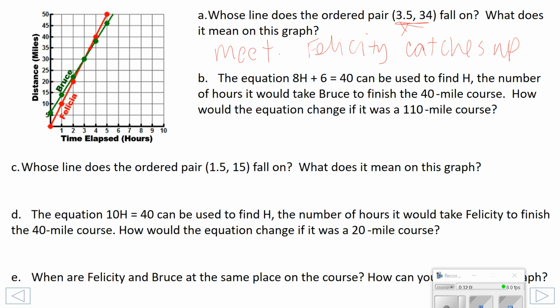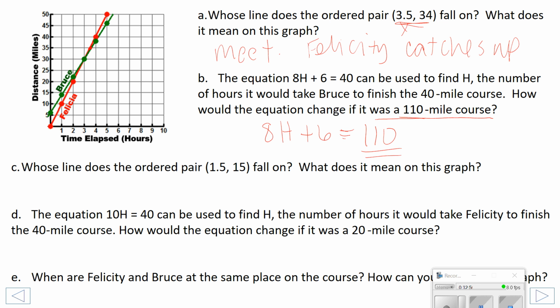So part B says the equation 8 times hours plus 6 equals 40 can be used to find h, the number of hours it would take Bruce to finish the 40-mile course. How would the equation change if it was a 110-mile course? Well, it would change based on 8h plus 6, because this is not going to change. What Bruce did, his process, is the same. So what will change is we're going from 40 miles to 110. So what I'm trying to find will be 110. So that's how my equation would change.